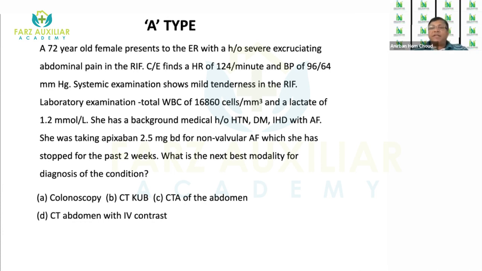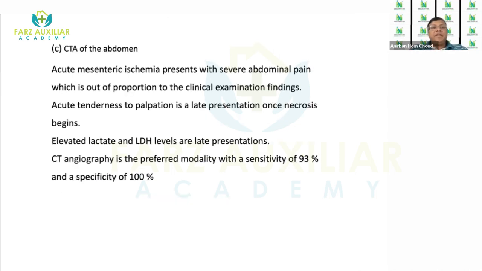So the correct answer is C. It is CT angio of the abdomen. Whenever this question is put, I have told you that the patient is having excruciating pain in the right iliac fossa, but there is only mild tenderness. So acute mesenteric ischemia presents with severe abdominal pain which is out of proportion to the clinical examination findings. You have to note it. And tenderness to palpation is a late presentation, only after necrosis begins. So that is why we don't get tenderness.